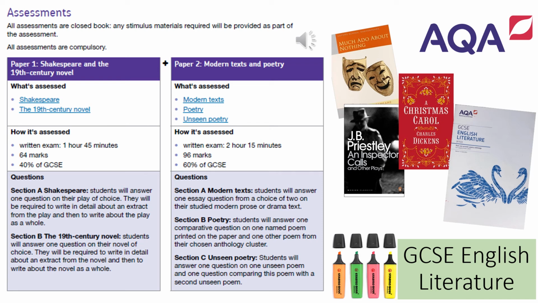You'll notice that there are 2 papers again, just like with English language. The first, the Shakespeare and the 19th century, and then in the second paper, it's the modern text and the anthology poetry, as well as the unseen component, again, which is poetry. There are a number of skills that students have to demonstrate with this course, being able to compare, evaluate, understand writers' intentions, and look at how texts actually fit into the wider culture, the context of when they were written and how they are read.